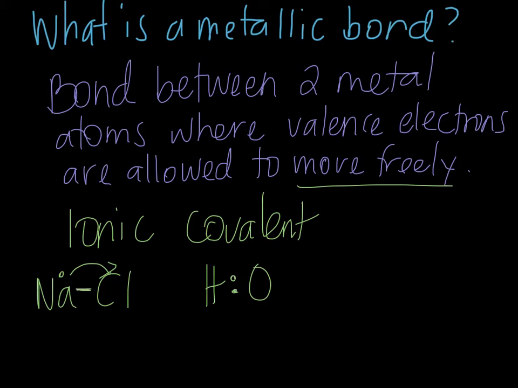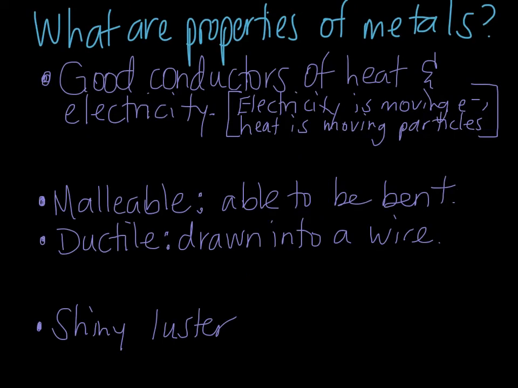You have that bond that is a permanent fixture in between the two atoms, and so a metallic bond is very special in that the atoms allow the electrons to move around. So this is going to contribute to properties of metals that you guys are already familiar with.